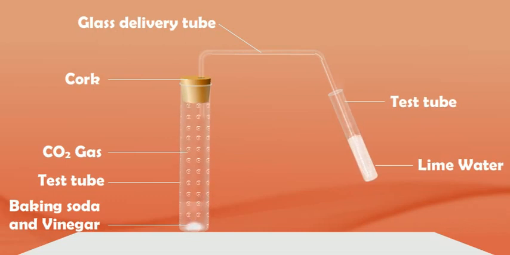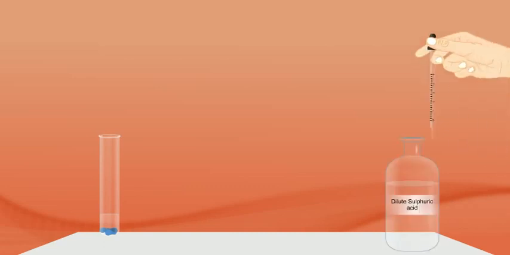Pass carbon dioxide gas through lime water by using a glass delivery tube, and we will see that lime water turns milky. Lime water is calcium hydroxide solution. When carbon dioxide gas is passed through lime water, then calcium hydroxide combines with carbon dioxide to form a white solid substance, calcium carbonate.